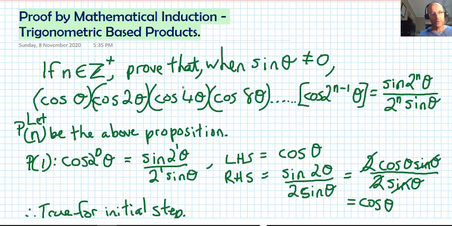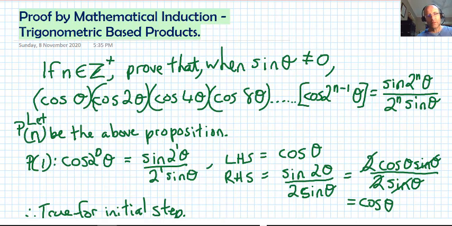So I've started the ball rolling. We've got an example where n is a positive integer. Prove that, provided sine theta doesn't equal 0, that bunch of terms multiplied together with the cos on the left, culminating at cos of 2 to the power n minus 1 theta, equals sine 2 to the n theta over 2 to the n sine theta.